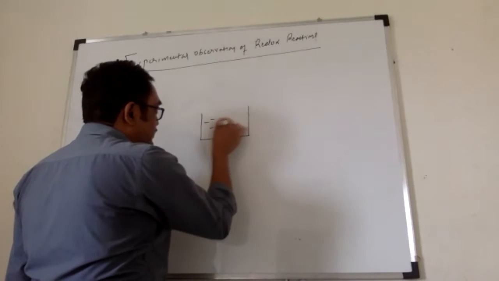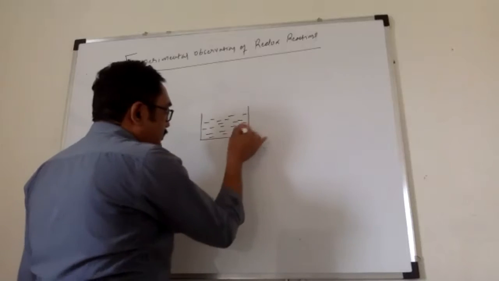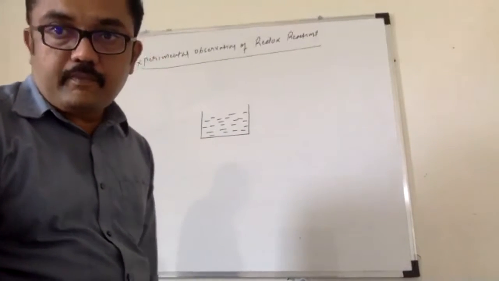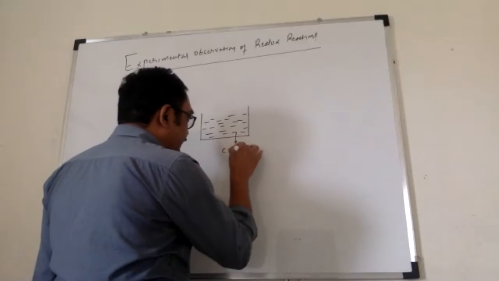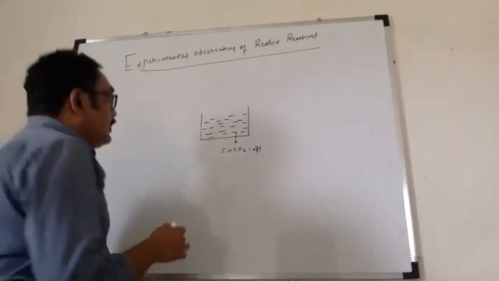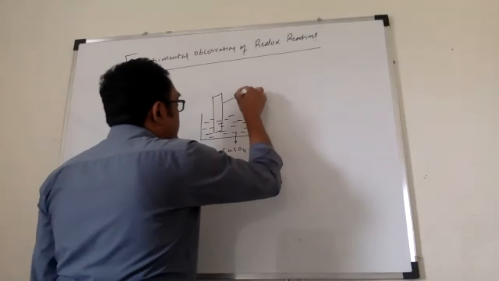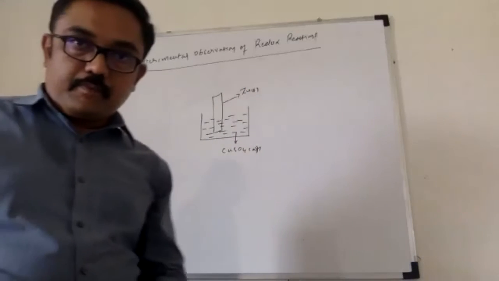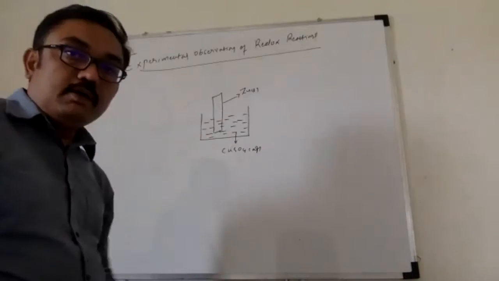Let's say there is a solution in a beaker, and that solution contains copper sulfate. So this beaker has copper sulfate in an aqueous state, and a Zn strip is dipped in this solution. A Zn strip is dipped in a copper sulfate solution.